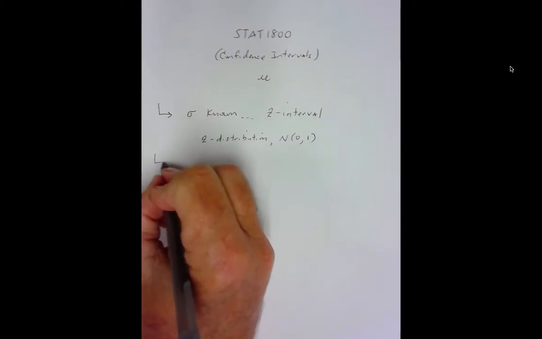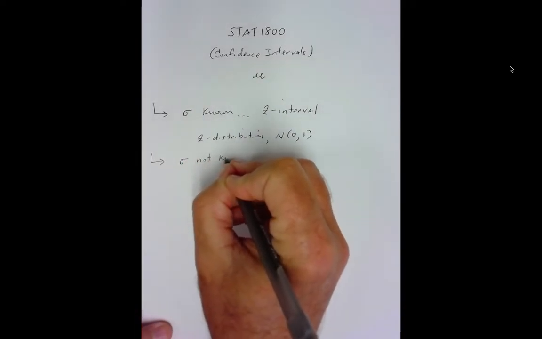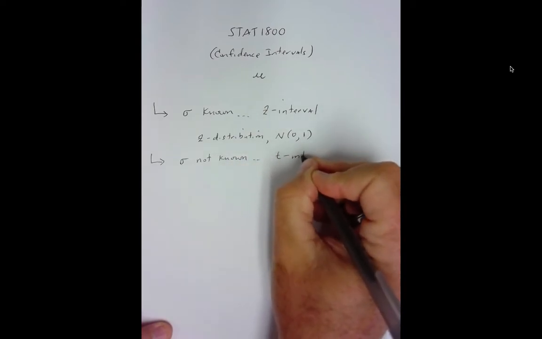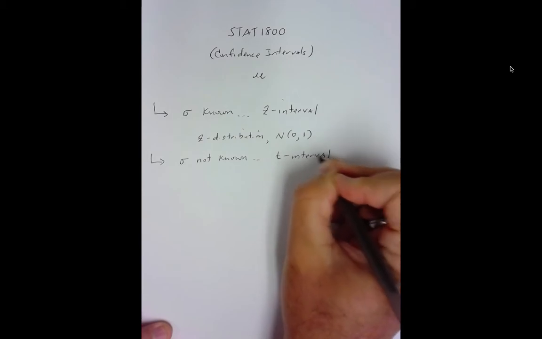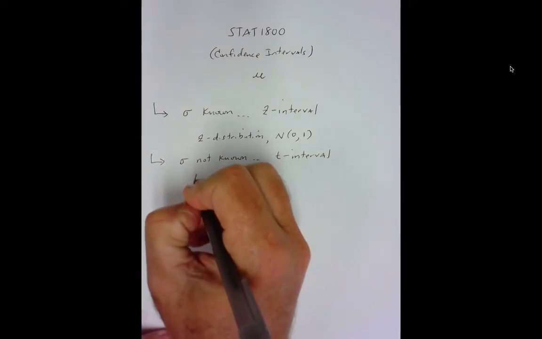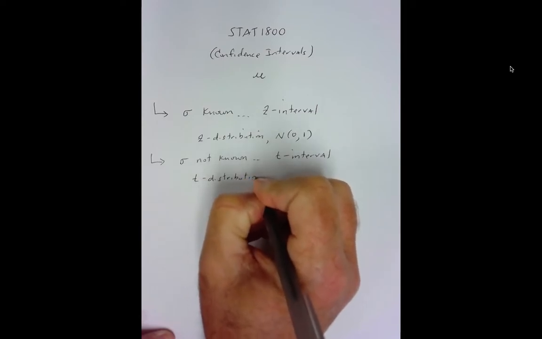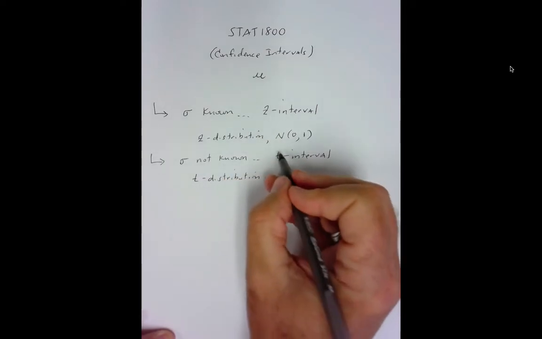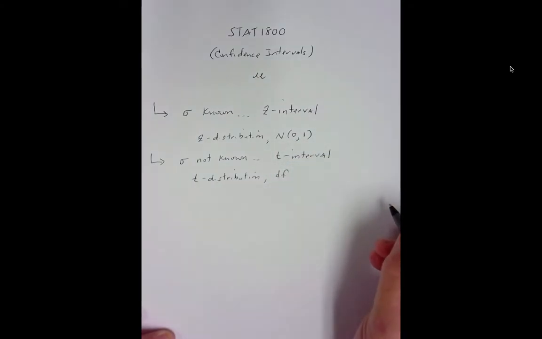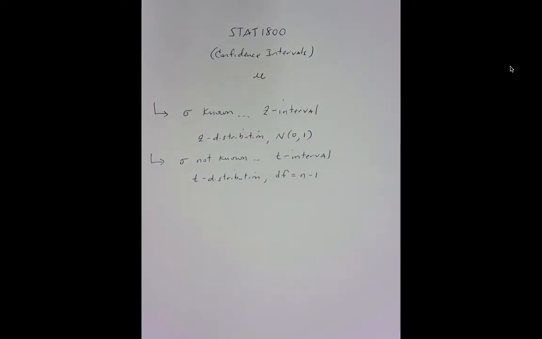The other type of problem that we run into is where sigma is not known, and we make those calculations from what's called a t interval. These calculations use the t distribution, and instead of being defined by their mean and their standard deviation, they're defined by their degrees of freedom. And guys, remember, degrees of freedom is really easy to find. It's just the sample size minus 1.